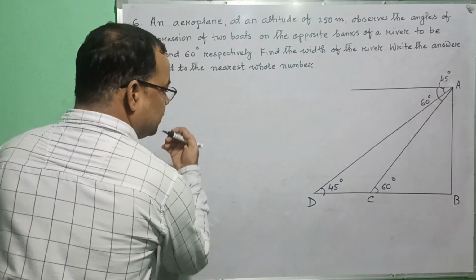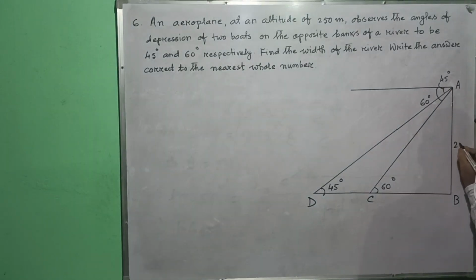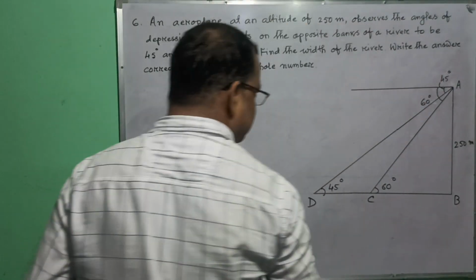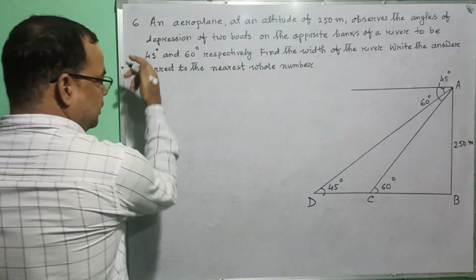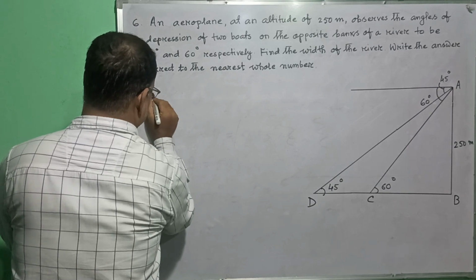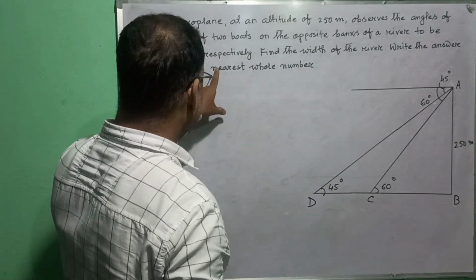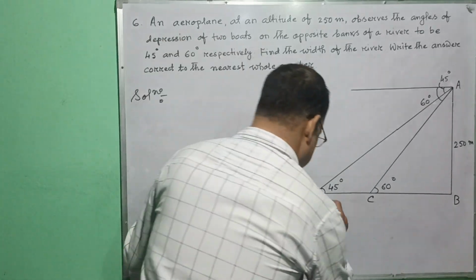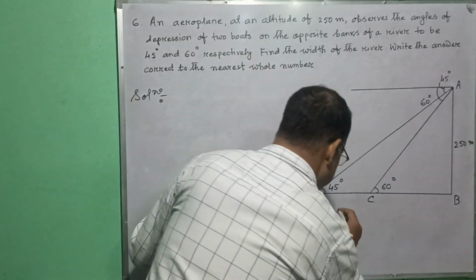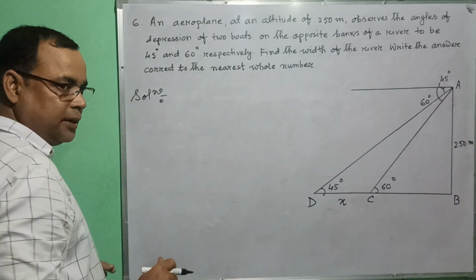Now we can write here AB, the height of the aeroplane, which is given as 250 meter. Actually, what are we going to find? We are going to find the width of the river. Which one represents the width of the river? This DC represents the width of the river. So let the length of DC be X.